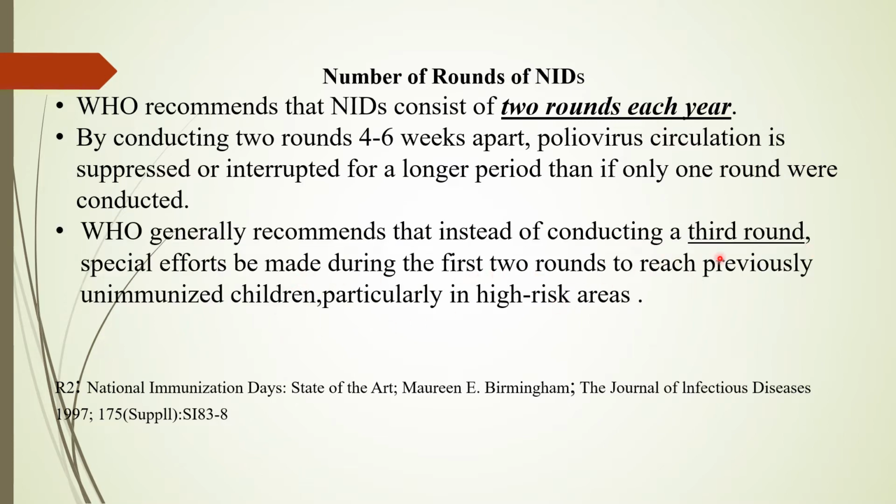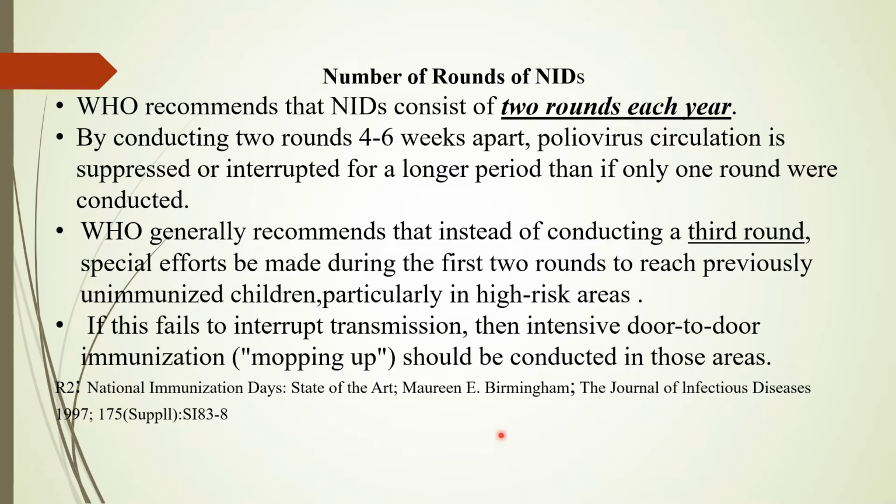WHO generally recommends that instead of conducting a 3rd round, special efforts be made during the first 2 rounds to reach previously unimmunized children, particularly in high-risk areas. If this fails to interrupt transmission, then intensive door-to-door immunization is done. This is called mopping up immunization. What I mean by this is you don't give it in a large area, you give it in a defined focal area where there is spread. You can try to achieve 100% coverage by going door to door.